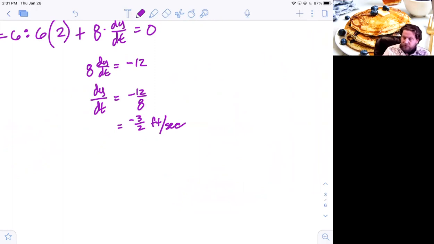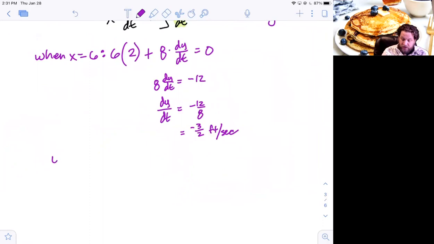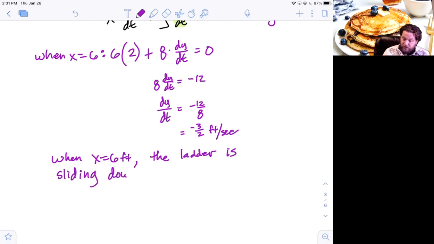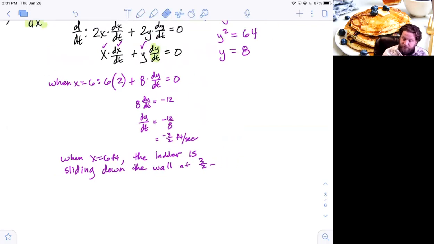Now, let's write the sentence that goes along with this, okay? When x equals 6 feet, or when the base of the ladder is 6 feet from the wall, that's a lot of writing. When x equals 6 feet, comma, the ladder is sliding down the wall at positive 3/2 feet, or no, I could just say feet per second, sorry, because that's talking about the speed, feet per second, or I might be asked to talk about it in terms of the position.